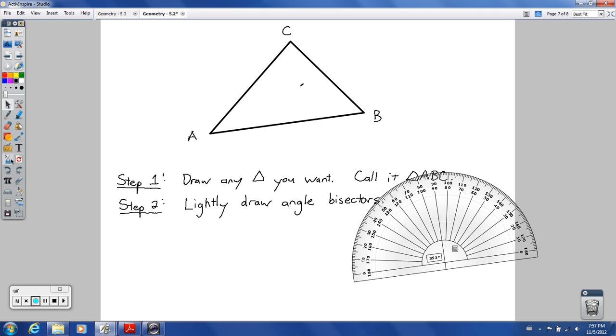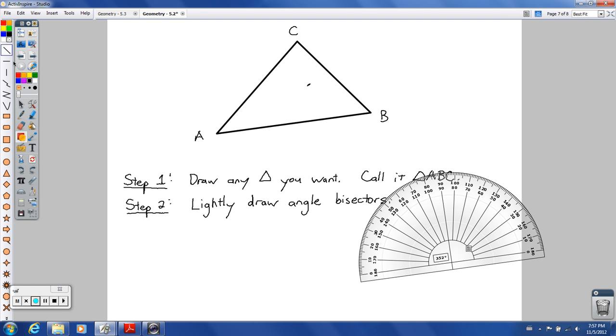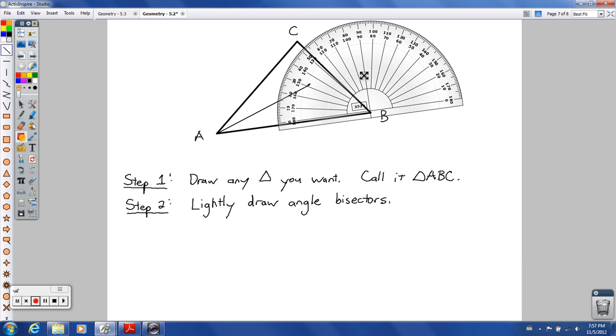Alright, so angle bisectors should look like the angle got split in half. That's how I noticed that mine was not drawn correctly. It didn't look like it split it in half. So now if I do that, that looks much better. That angle looks the same to me as that angle. So I'm going to do the same thing with angle B, and the same thing with angle C. We can extend this out farther if we want, and then we can erase when we're ready to.